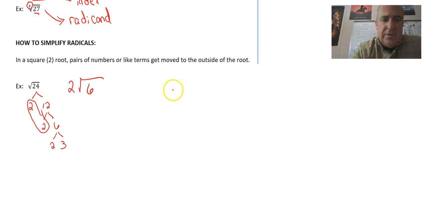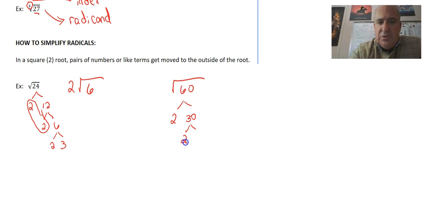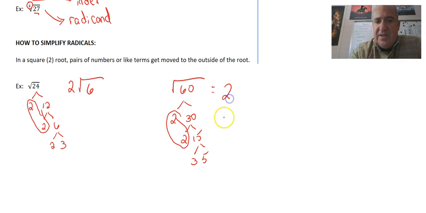All right, let's do another one. Let's do the square root of 60, for example. So 60 would be 2 times 30, which is 2 times 15, which is 3 times 5. So we go through and we circle the pairs. We have a pair of 2s. The pair of 2s is going to go on the outside. And the leftovers, the 3 and the 5, they go on the inside. And you get 2 times the square root of 15.